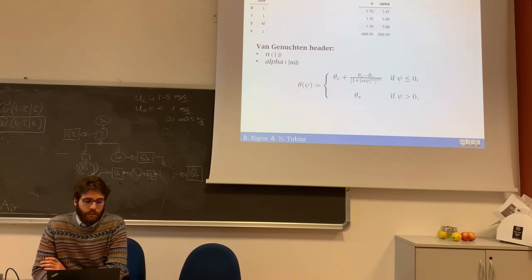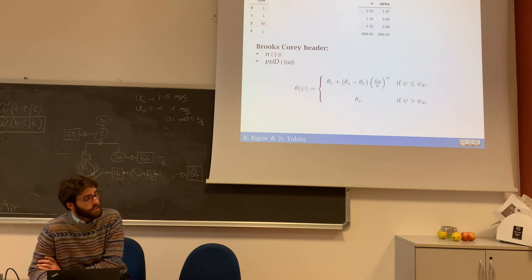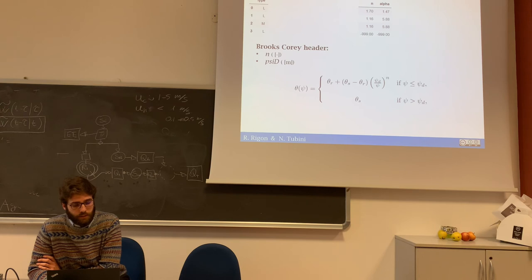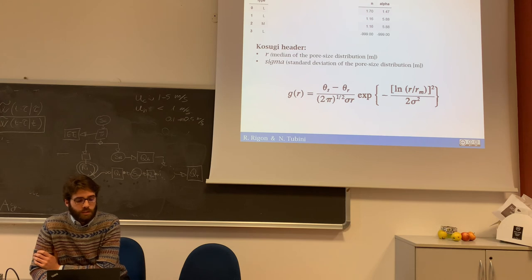And then these columns define the parameters, for example, for the Van Genuchten model. The names of these columns can change according to the type of model we want to use. For example, for Brooks-Corey, the names are n and psi_d. Sorry, this is an error in this image. For example, we can have the Kosugi model. In this case, we have as headers R, that is the median of the pore size distribution, and sigma, that is the standard deviation.